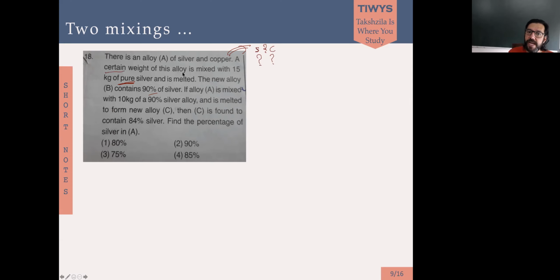Now a certain weight, so I don't even know the weights. Let me just call them volumes. So there's a lot of unknowns right in the first line itself. 15 kg of pure silver gives me 90% silver. If that same alloy is mixed with 10 kgs of 90% silver, then it is having 84% silver. So you should be quick. So look at the heading if you want to get an idea of what we are discussing. Go ahead, a little 2 minutes.